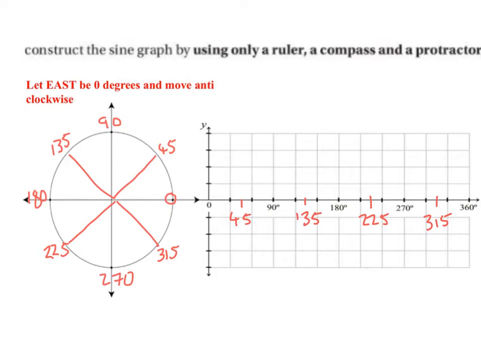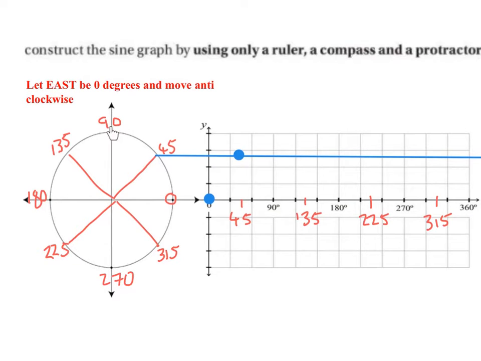So we start at 0, 0, plot our point. Then we go to 45 degrees on our unit circle. And we're going to draw a line straight across until we match up with 45 on our x-axis on our graph. So we have 45 degrees on our unit circle, and we move across till we match up with 45 degrees on our x-axis, and we plot our point.